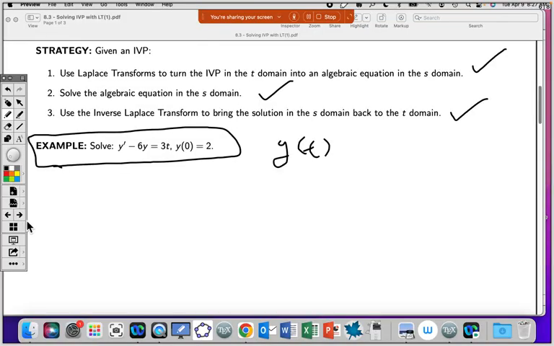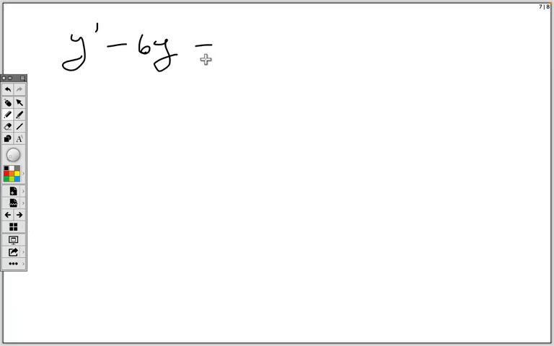So y prime minus 6y equals 3t. Y at 0 is 2. If you want a nice little review, you might spot this as a linear equation. You could solve this going way back to the end of the first week of class, section 2.1. This is a linear equation. But we're going to use Laplace transform.